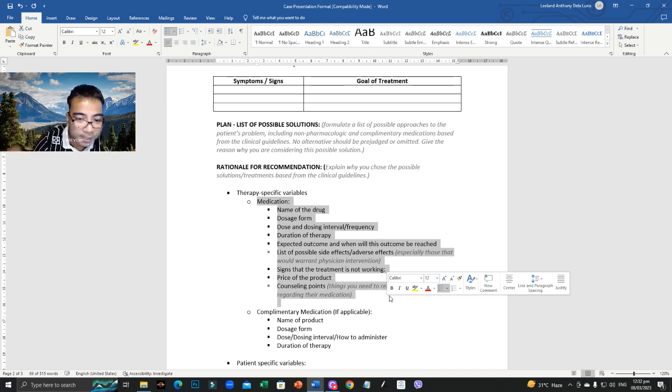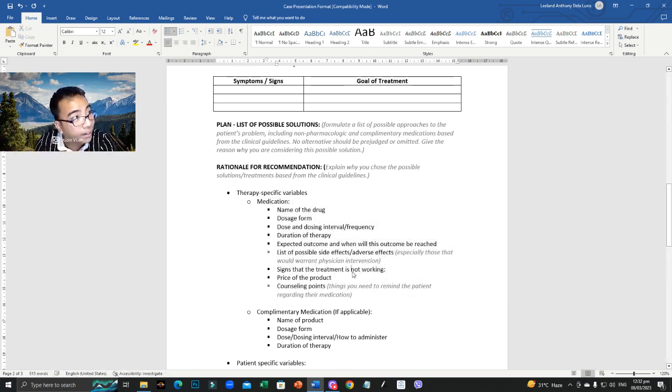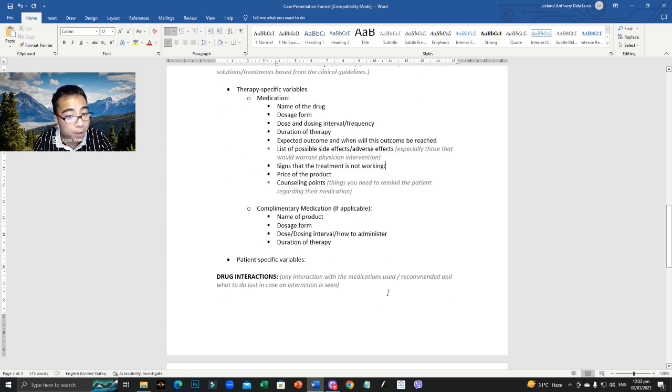Okay? Next one will be the signs that the treatment is not working. Okay? Like say, for example, if you're using antibiotics, if patient does not recover from fever after 3 days, okay, that could be a sign that the treatment is not working. Price of the product, in pesos, please. Okay, make sure, class, yung product na i-recommend niyo ay available naman sa Pilipinas. Alright? And then, counseling points. Things you need to remind the patient regarding their medication. Right? Then, kung may complementary medication kayo, class, ay dadagdag, same thing. Like, say, for example, gagamit kayo ng ginkgo biloba, MX3, okay, yan.